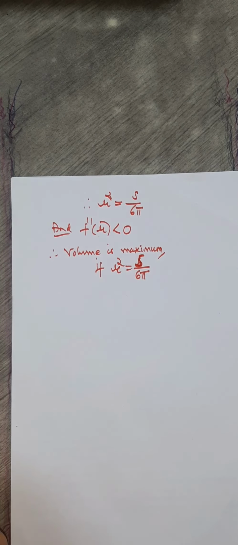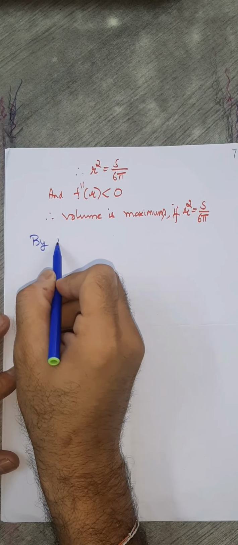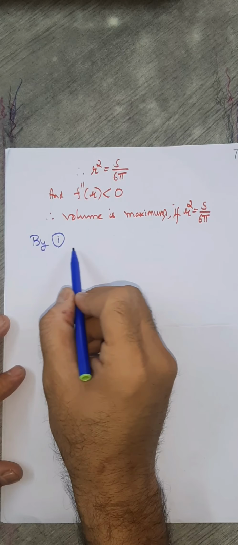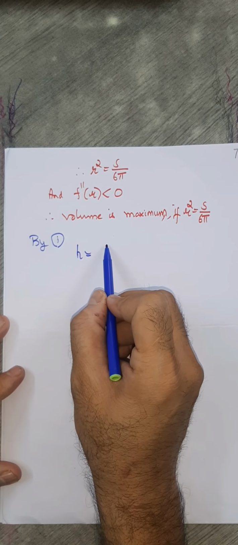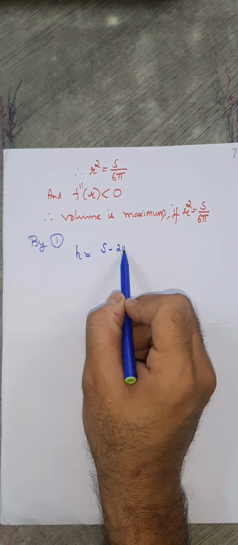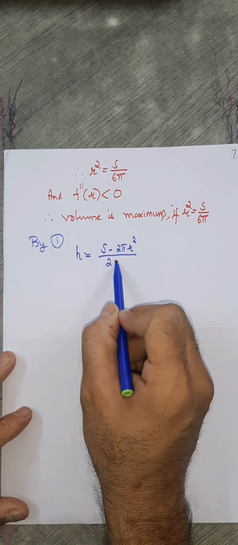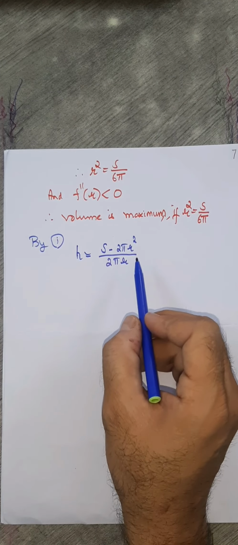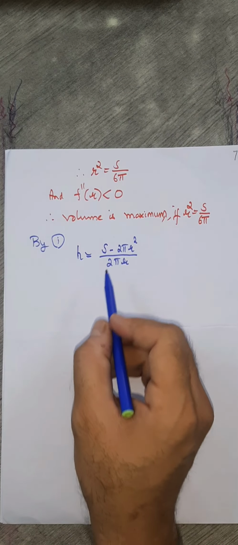Okay, now what do we do? We need to use the equation number 1. So by 1 here we use that h. What is h? That is nothing but s minus 2 pi r square upon 2 pi r. Why have I used this again? Because I want to get h equals 2r.